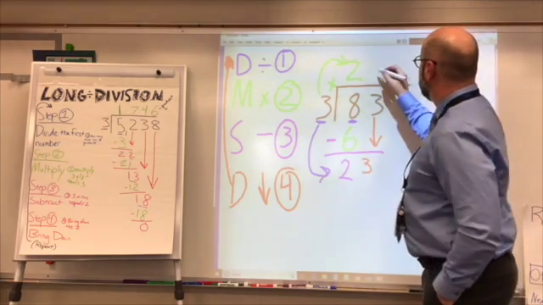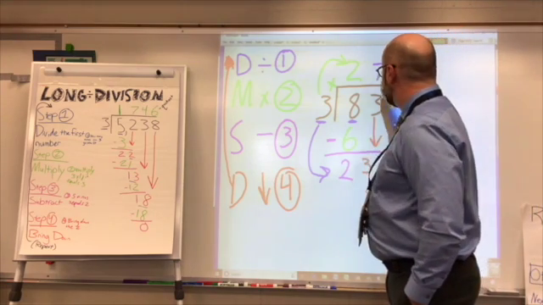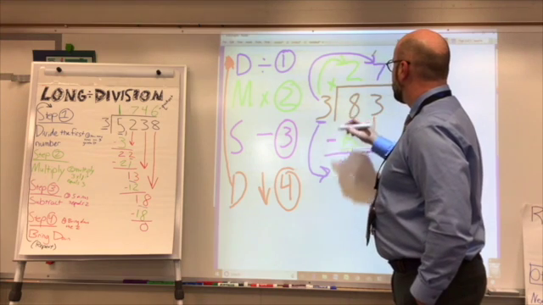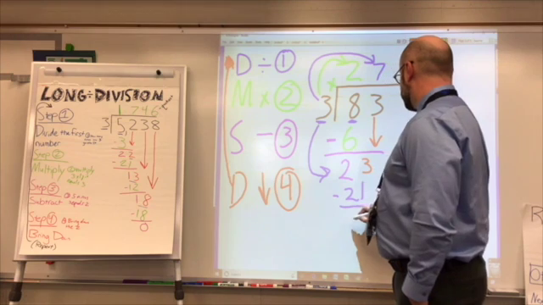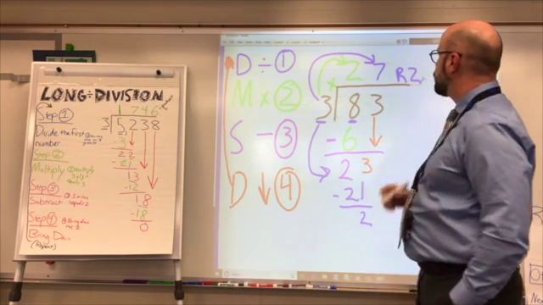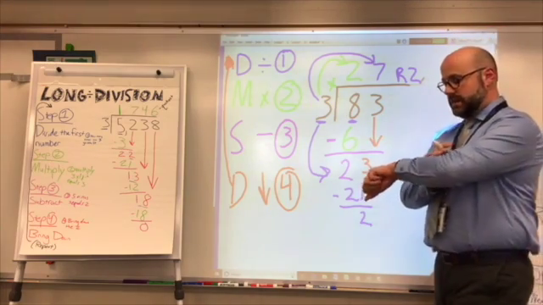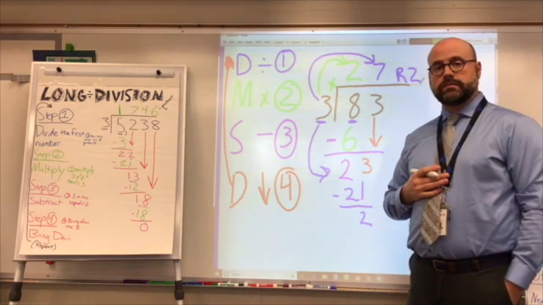Do you guys understand now why I have you practice your multiplication facts? Then you multiply 3 times 7 now. 3 times 7 is 21. 23 minus 21 is 2. Remainder 2. 27 remainder 2. Okay? That is all we are really worried about doing.